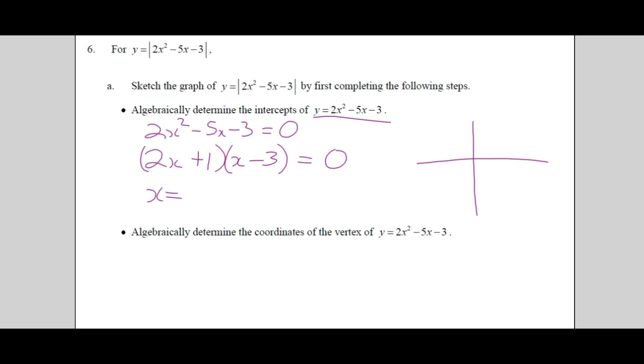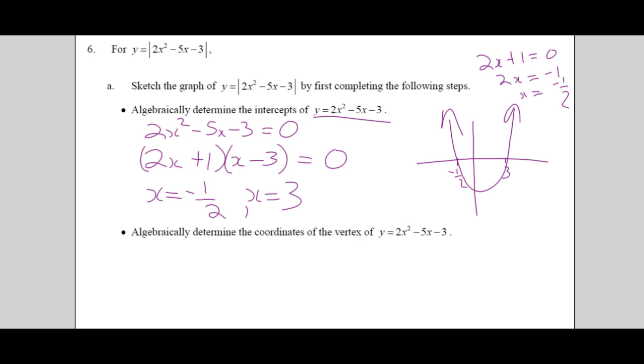Okay, so x is equal to what? -1/2. Well, you got 2x plus 1 equals 0. So 2x is -1. So -1/2, right? And +3. Okay. I don't care how you factor, just that it's factored correctly. I don't care how you get these, just that you get them correctly. So this is the slow way, right? That's the fast way. Okay, -1/2 and 3. That's 3. That's -1/2. This thing opens up, right?